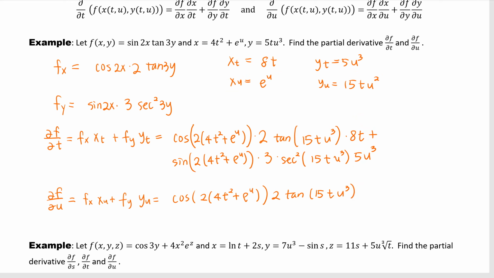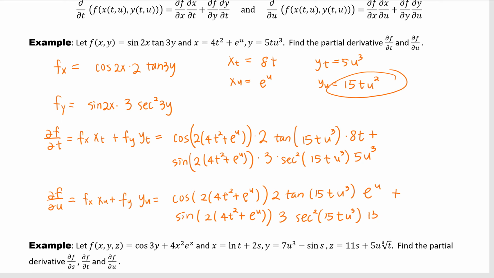No, this is t, not plus. And okay, instead of 8t, x_u is e to the u. Okay, and then we have plus sine of (4t squared plus e to the u), 3 secant squared 15t u cubed. Okay, instead of 5u cubed, we have 15t u squared. Okay, so this is the answer for this example. So far, so good, everybody? All right, let's continue.